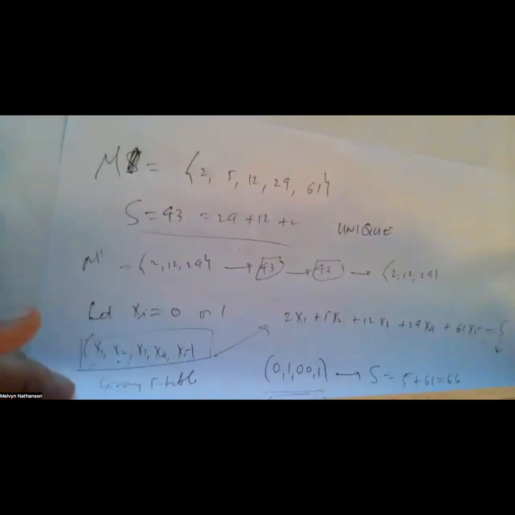Right. If I give you 10101, what number is that? 2 plus 12 plus 61. All right. And what is that? 74. 75. But you were close. 75. Okay.